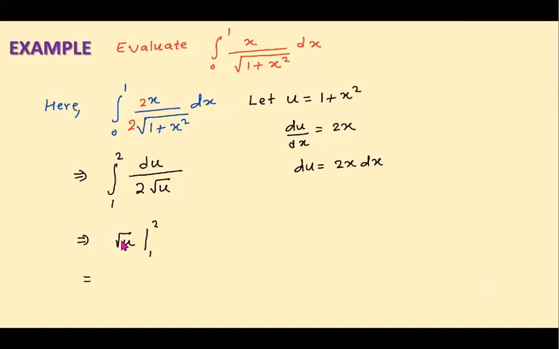Let's see. We need to evaluate this using the fundamental theorem of calculus. If we plug in the upper limit, we get square root of 2, minus, if I plug in the lower limit, we get the square root of 1, which is 1. So the value of the definite integral is square root of 2 minus 1.